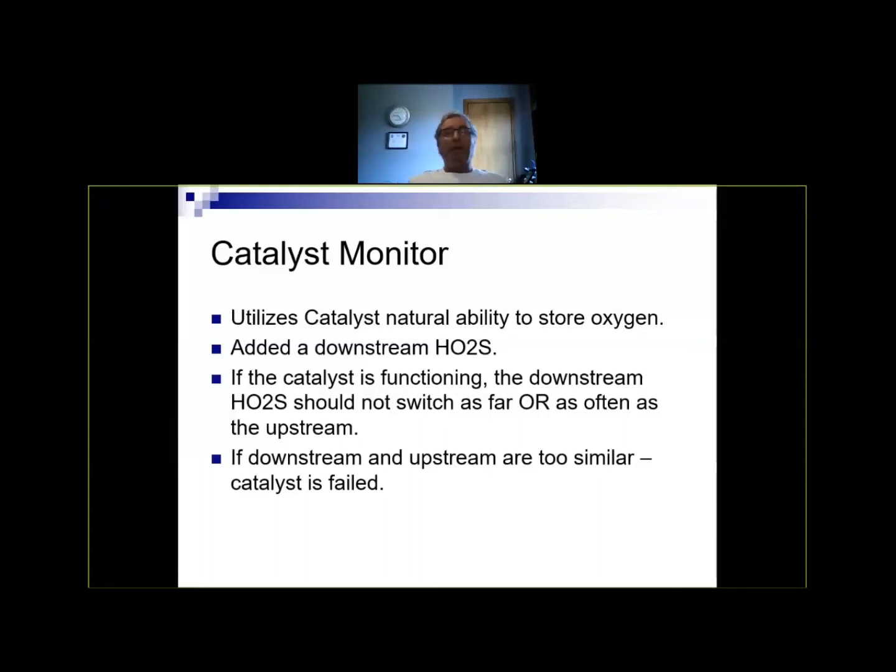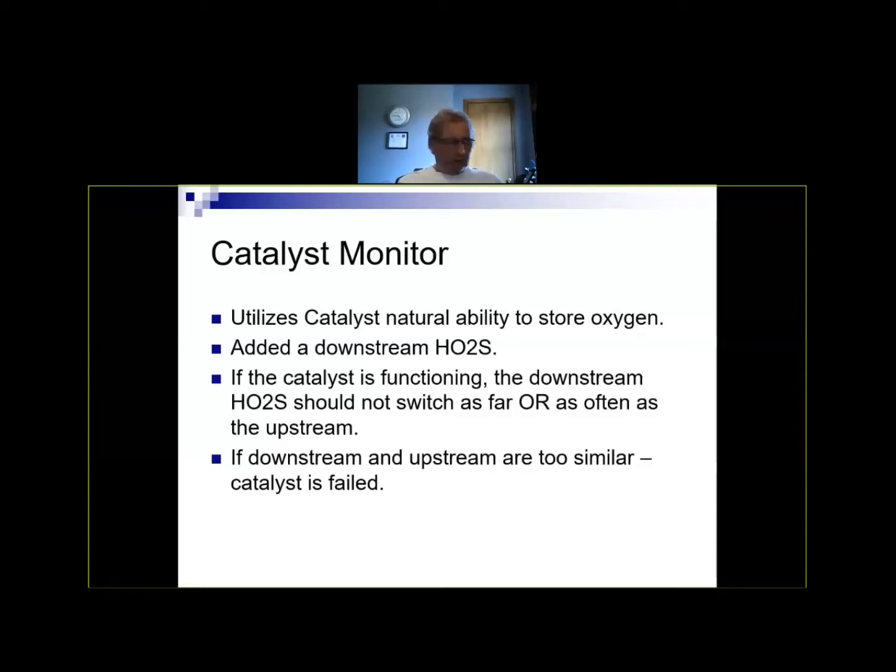The upstream oxygen sensor should switch a lot more frequently than the downstream oxygen sensor if the catalyst is doing anything. If they're very similar, then the catalyst is not functioning. They call that an index ratio, just a simple mathematical calculation. And then there's a threshold. If the index ratio is above a certain amount, then the thing fails. And if it's below that amount, then it passes. So that's one type of catalyst monitor.